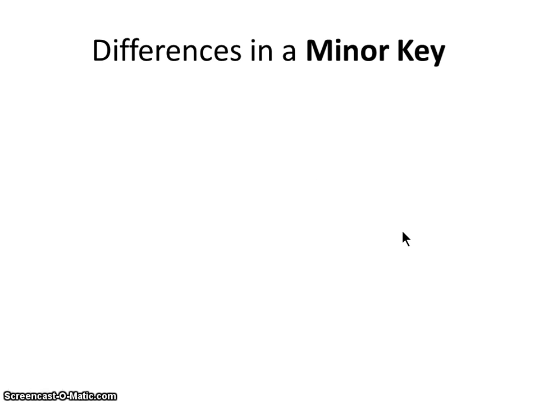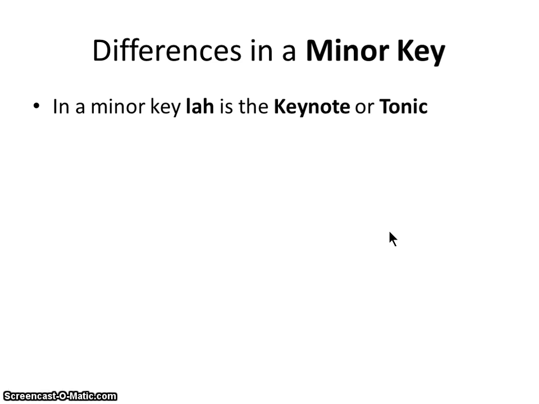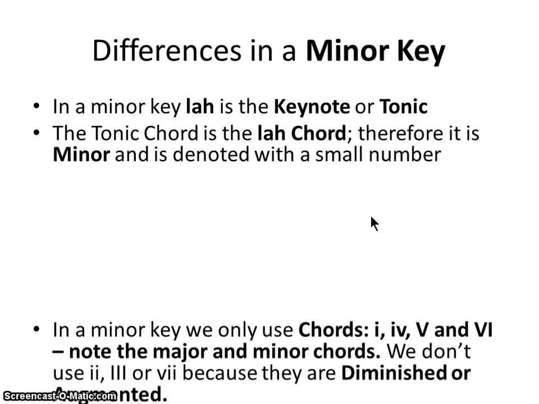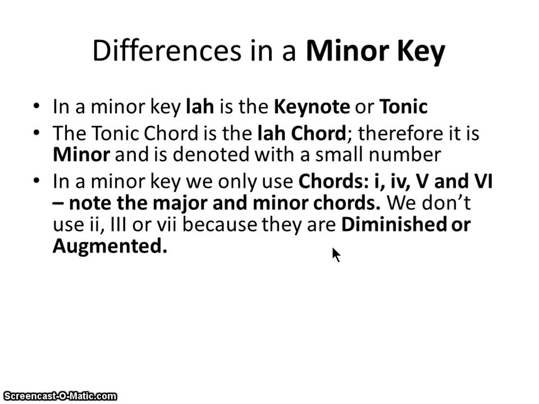The differences in a minor key. In a minor key, La is the keynote or tonic. The tonic chord is the La chord, therefore it is a minor chord and is denoted with a small number. In a minor key, we only use chords 1, 4, 5 and 6. Note the major and minor chords. 1 and 4 are minor, 5 and 6 are major. We don't use 2, 3 or 7 because they are diminished or augmented.